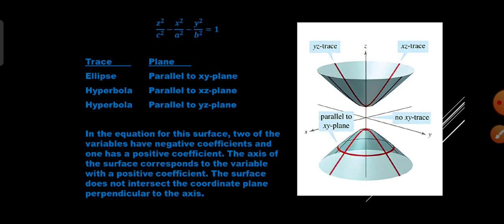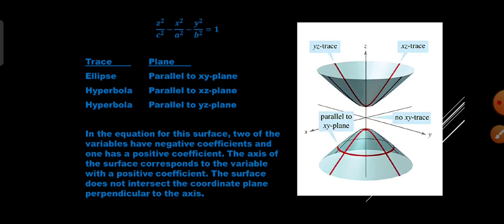Hi! Today we will discuss the hyperboloid of two sheets. So, z squared over c squared minus x squared over a squared minus y squared over b squared is equal to 1 is the general form of the hyperboloid of two sheets.